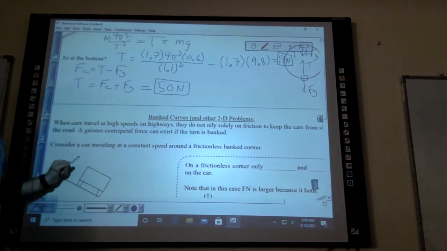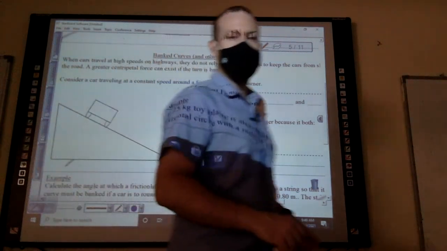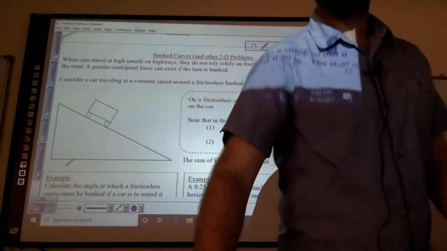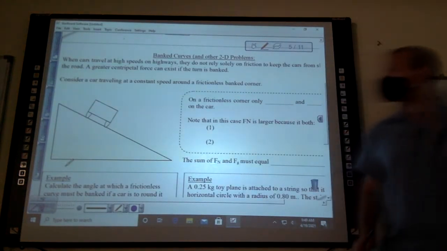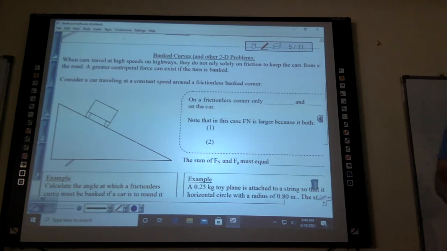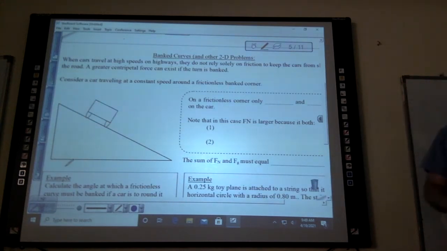Now we're going to look at something called a banked curve. Yesterday we looked at unbanked curves. Today we're looking at banked curves. When cars travel at high speeds on the highway, it's not just friction that keeps them around in a circle. If it's unbanked, it means that it's level and you're turning around a corner that's level, and so you've just got friction pulling towards the inside.